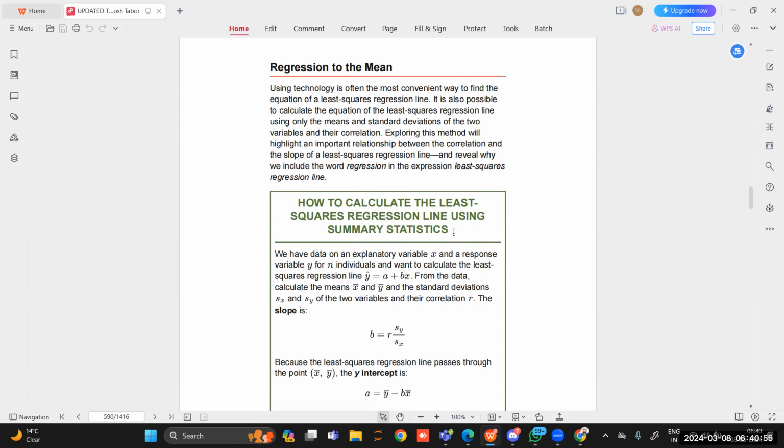Yes or no? Okay, it is also possible to calculate the equation of the least square regression line using the means and standard deviations. So we can calculate the equation and the value of the regression line by calculating the means and standard deviations. He has given the heading here, regression to the mean, because we are going to use the simple characteristic of statistics, that is the mean. Exploring this method will highlight an important relationship between correlation and the slope of the least square regression line, and reveal why we include the word regression in the expression least square regression line.